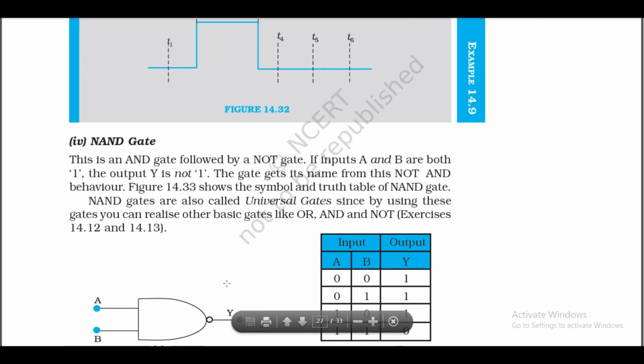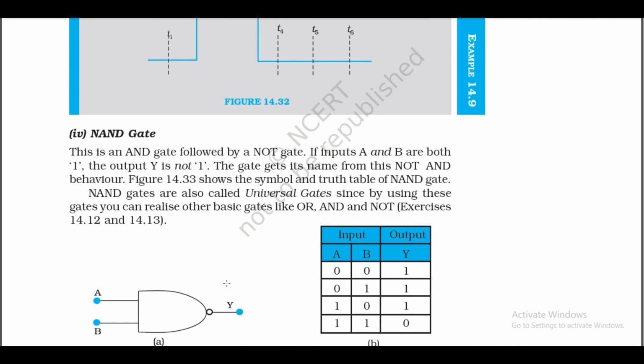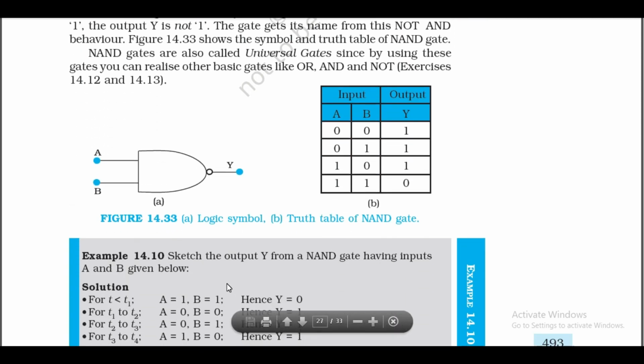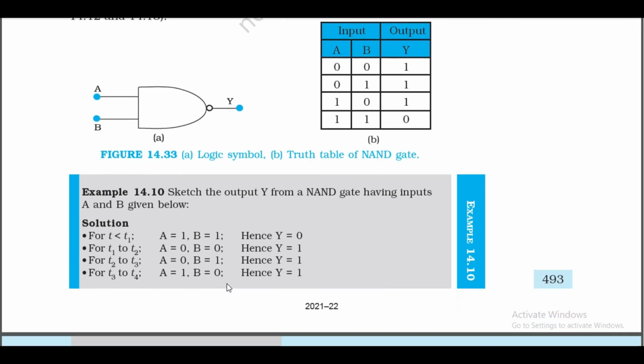Fourth, NAND gate. This is an AND gate followed by a NOT gate. If inputs A and B are both 1, the output Y is not 1. The gate gets its name from this NOT and AND behavior. Figure 14.33 shows the symbol and truth table of NAND gate. NAND gates are also called universal gates since by using these gates you can realize other basic gates like OR, AND and NOT. Exercises 14.12 and 14.13.